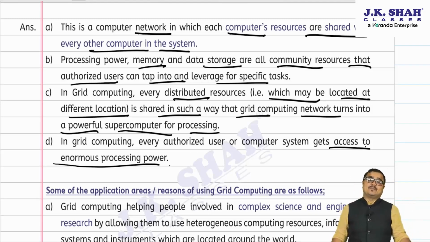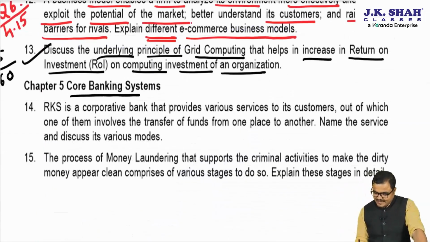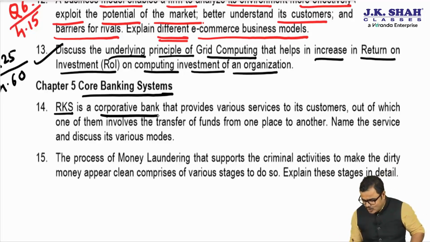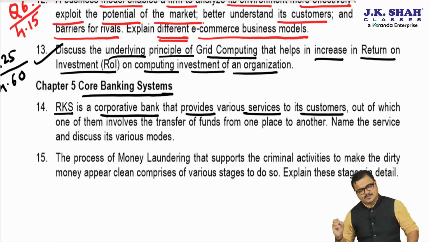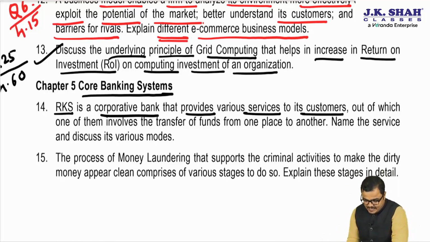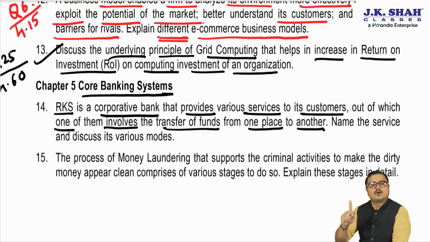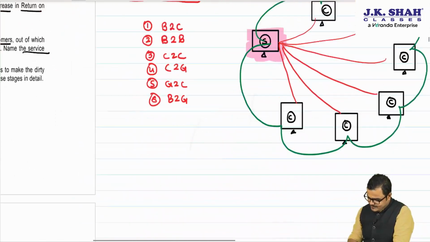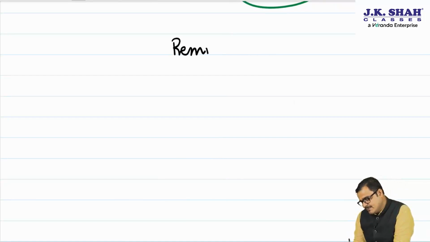Now we are going to see chapter number 5, core banking system. Can we? Yes, sir. RKS is a cooperative bank that provides various services to its customers. Very good, you should provide the services, out of which one of them involves the transfer of funds from one place to another. Now transfer of funds from one place to another, it's what? Sir, remittance. Correct. Name the services and discuss its various modes. Okay. So here people, we are about to discuss what? Sir, here we are about to discuss the remittance. Do you agree with me? Say yes or no. Yes, sir.